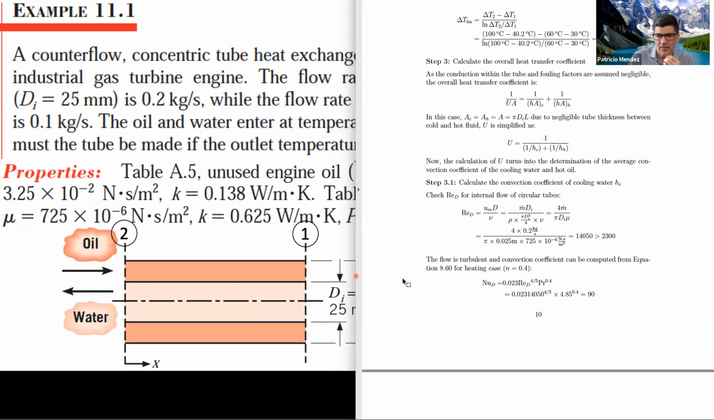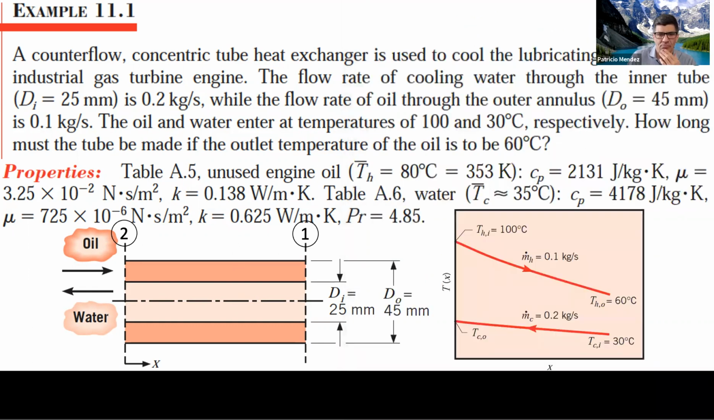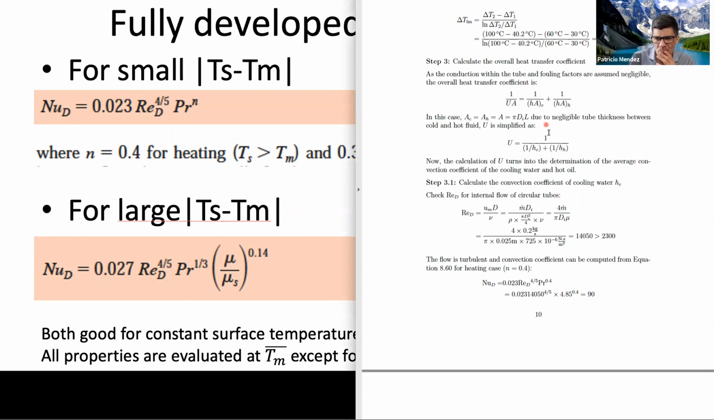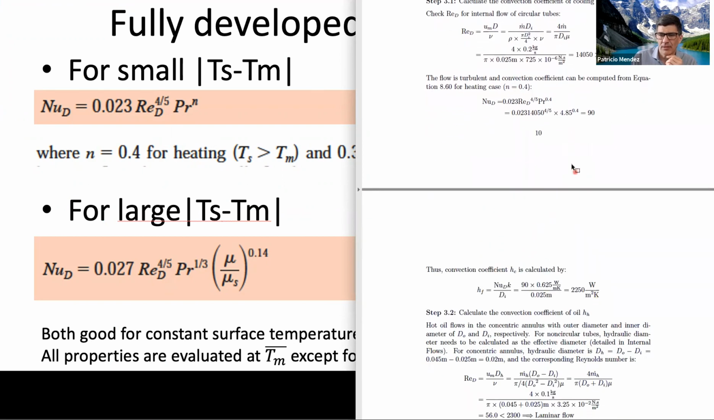If it is turbulent, we have the formula. That was this Dittus-Boelter equation. In this case, the water is heating up, so we use an exponent of 0.4. You know all this, and it gives us a Nusselt of 90. The only thing that matters here is that Nusselt is much bigger than 1, as it should be. Based on that, we can unpack it and get the convection coefficient, and it's 2250.